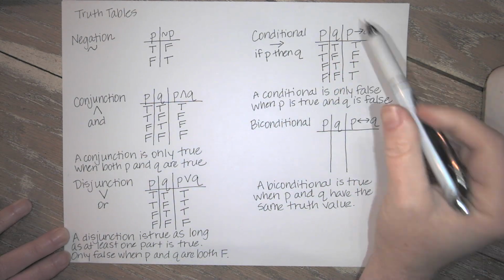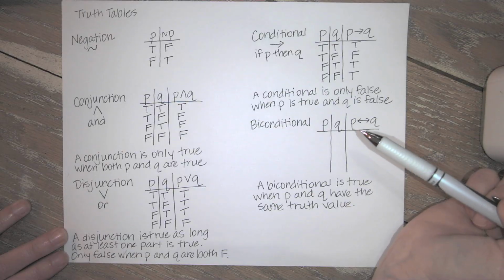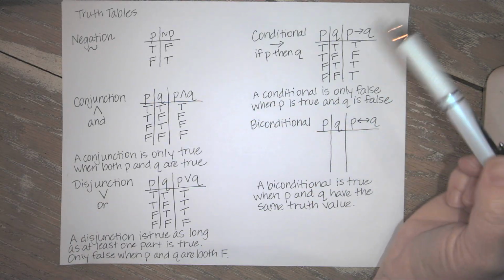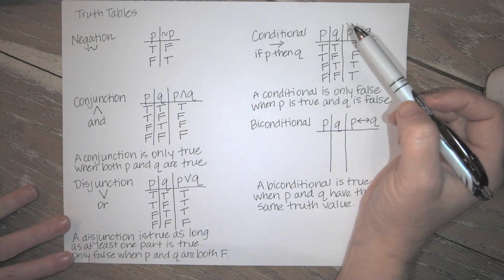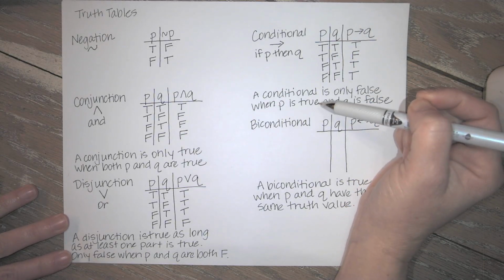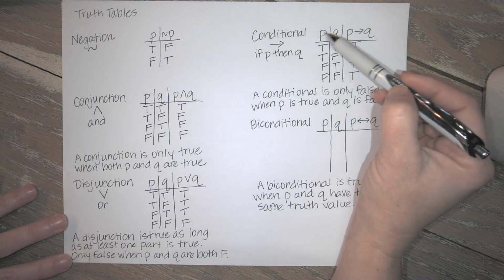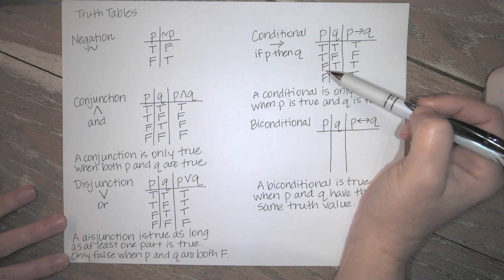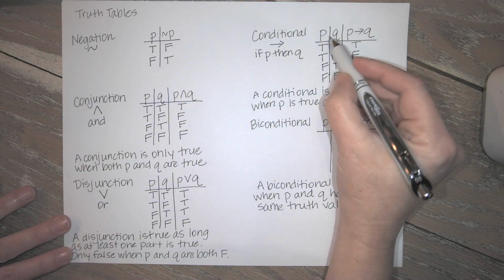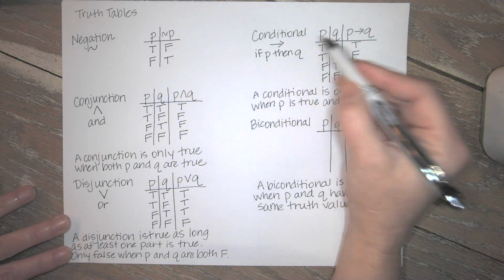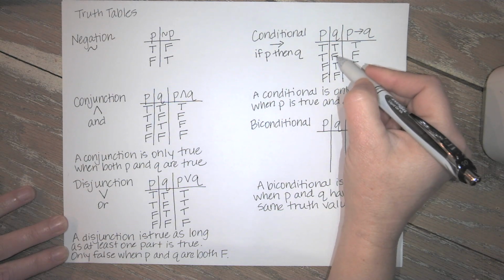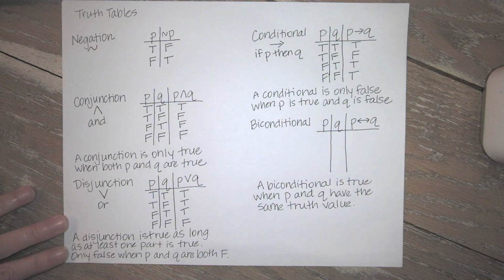Now, I do want to remind you that the conditional statement is the only one of these where the order matters, and you have to make sure you're looking at your P first and then your Q. And as we build more complicated truth tables, sometimes they're not in order in the truth table. And so you have to pay attention and make sure you're looking for the first part, the if part of the statement to be true, and the then part of the statement to be false. That's when it's going to come out false.